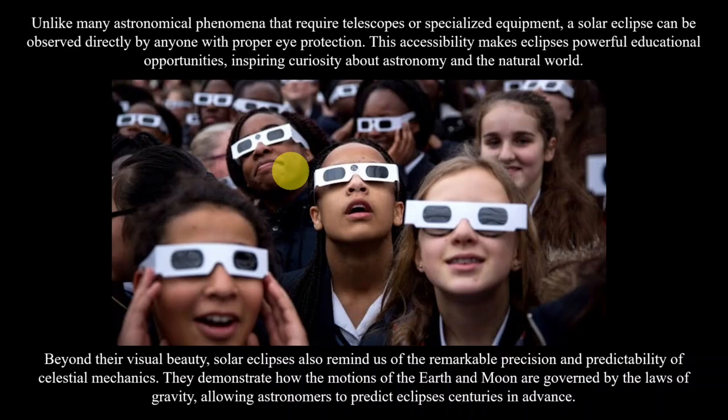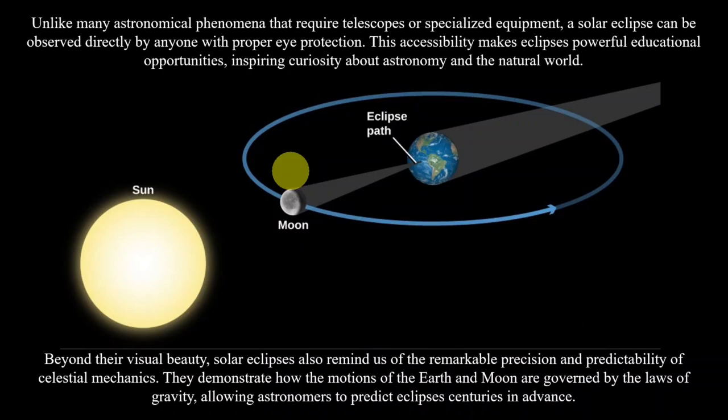Okay, and also beyond their visual beauty, solar eclipses also remind us of the remarkable precision and the predictability of celestial mechanics. Okay, now with our modern science, we can predict when they are going to happen. It's not something that is just going to happen. It's not a spiritual thing.